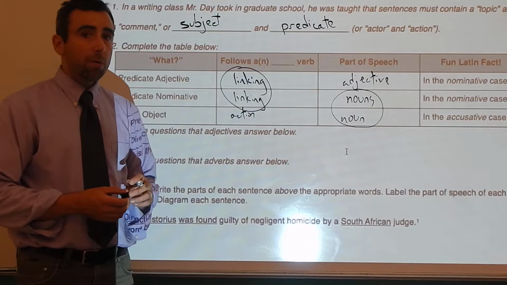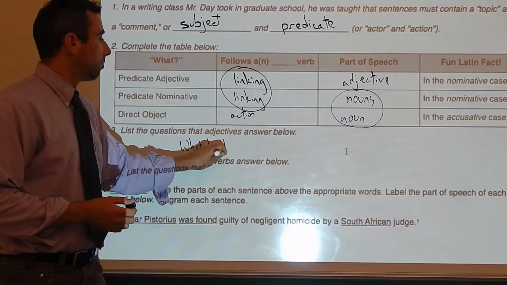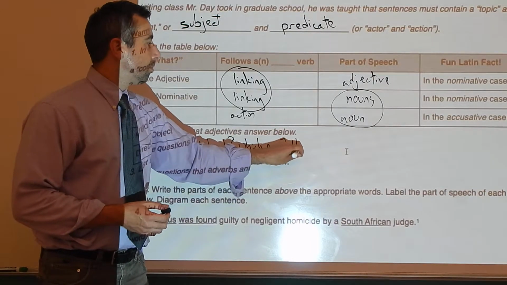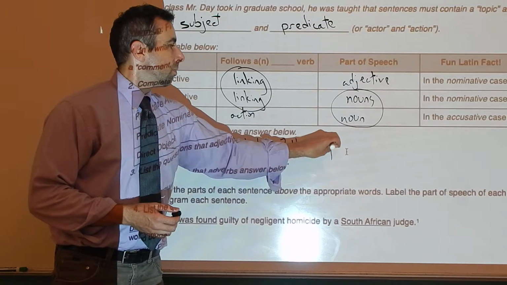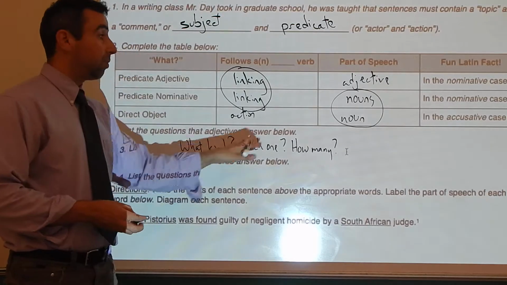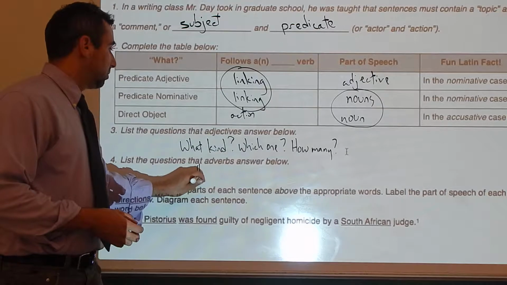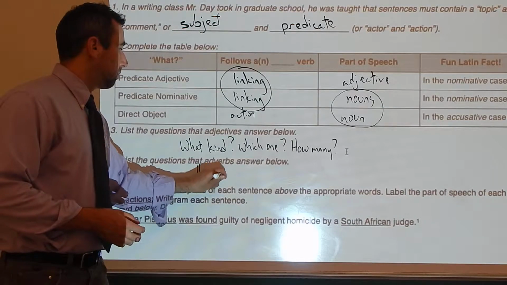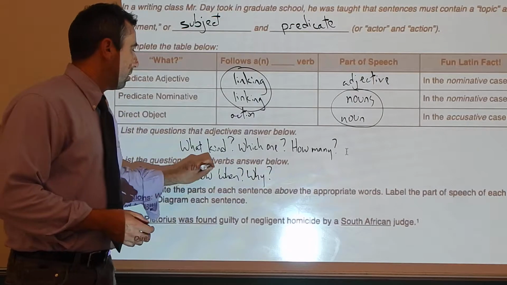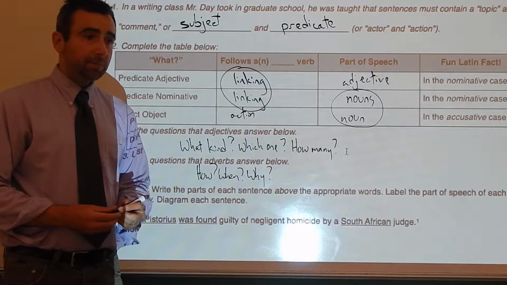Let's finish the warm-up. The questions that an adjective can answer: an adjective can answer the questions which one, what kind, and how many. Those are questions that an adjective can answer. The questions that adverbs answer are much shorter: how, when, and why.